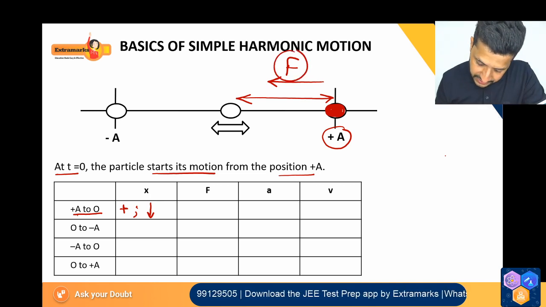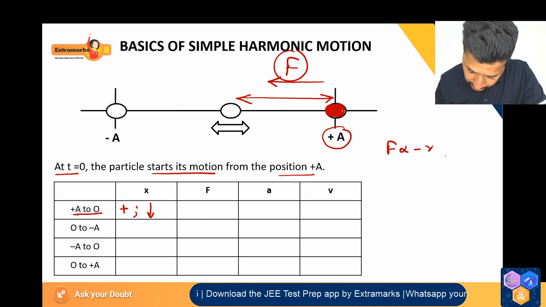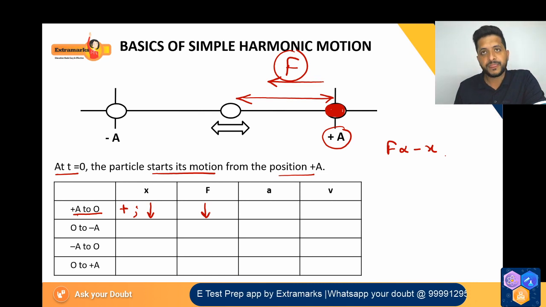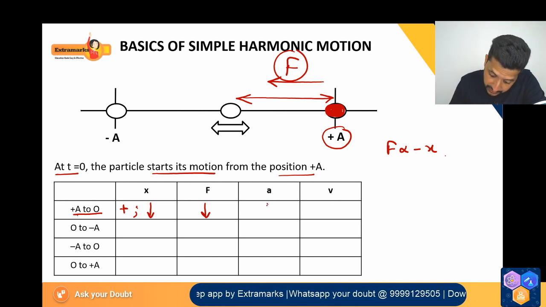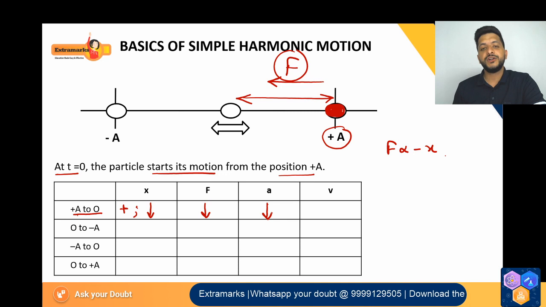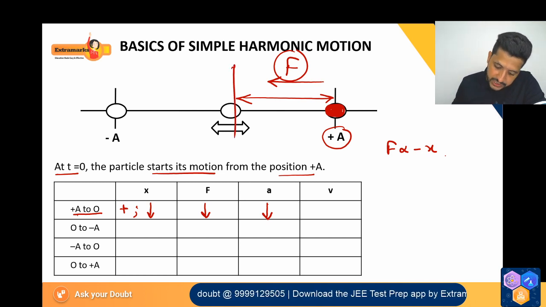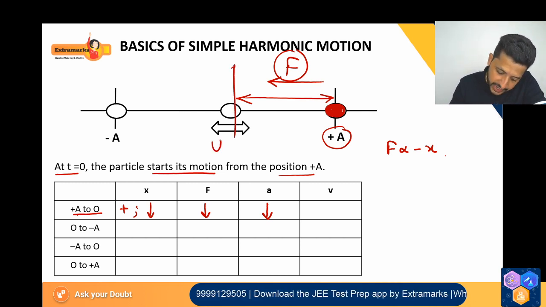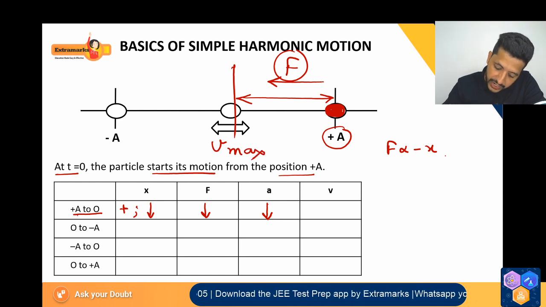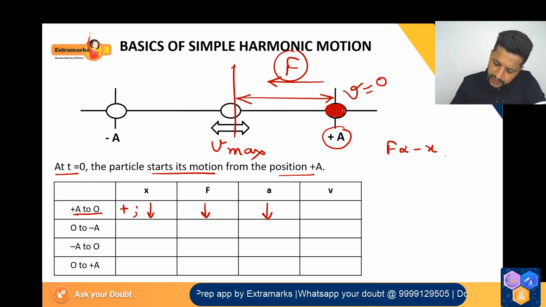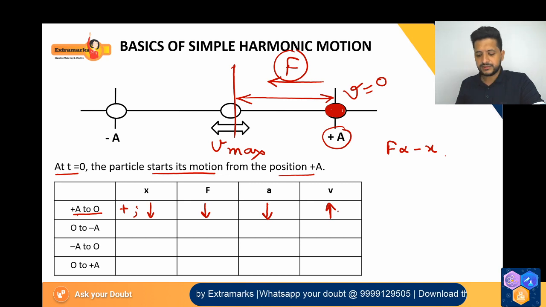If X is decreasing, we know that F is proportional to minus X. So F is also decreasing. If force is decreasing, it means acceleration is decreasing, Newton's second law. Correct? At the mean position velocity has to be maximum, and this is the position where I released it, so velocity here has to be 0. So what is happening to velocity from plus A to O? Velocity is increasing.